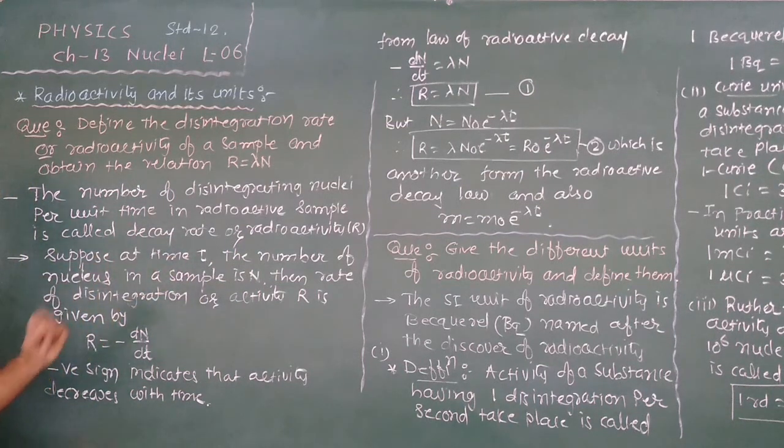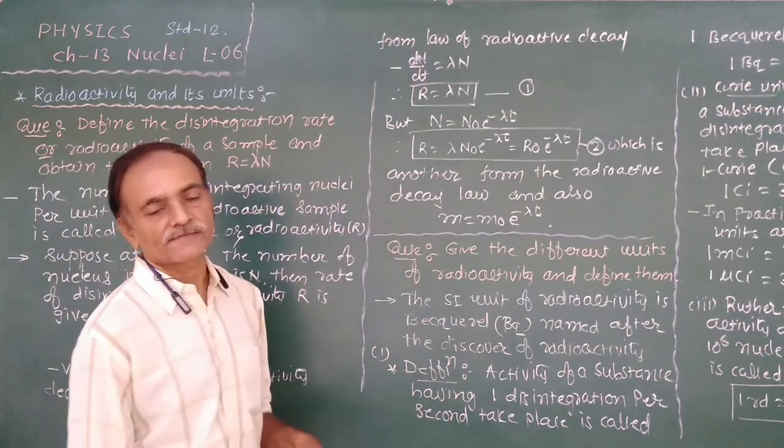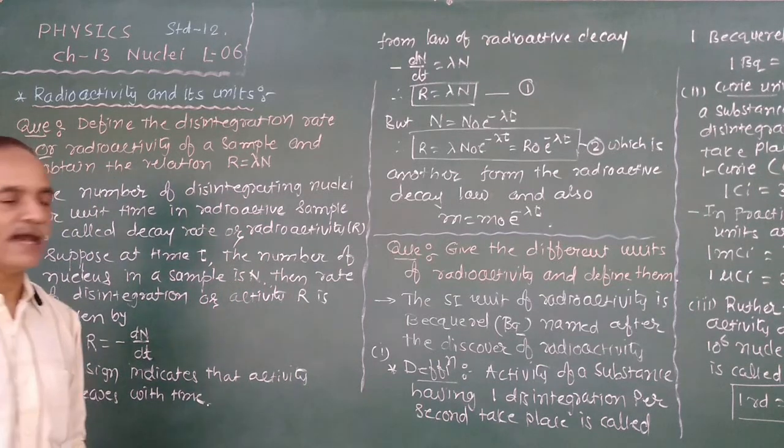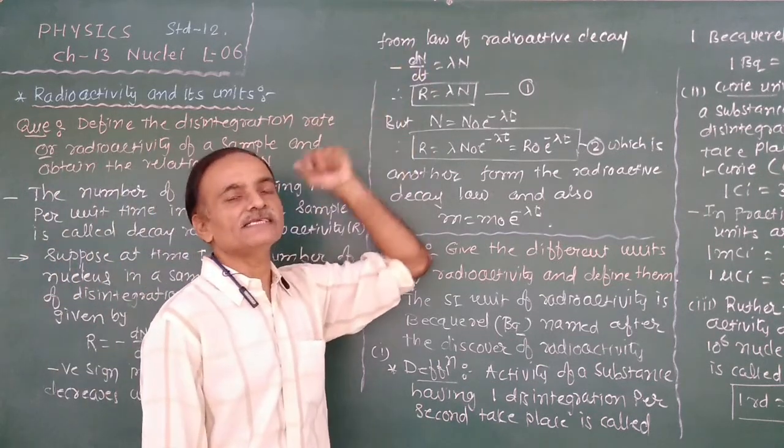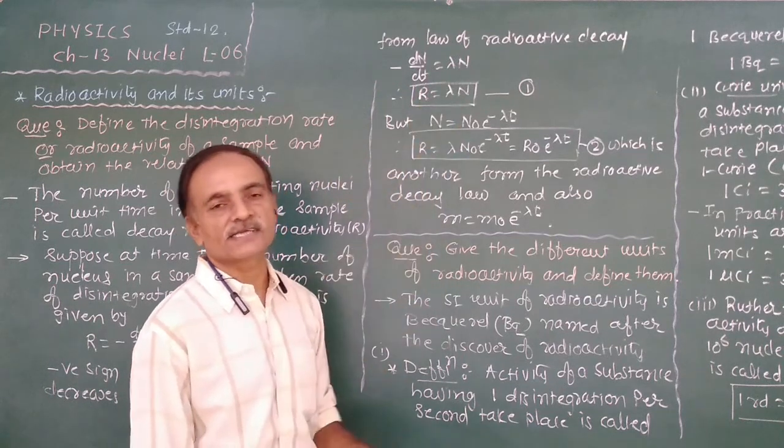Suppose at time t, the number of nuclei in a given sample is capital N. Then the rate of disintegration, or the activity R, is equal to minus dN by dt. Here the negative sign indicates that the activity decreases with time. But already we derived the law of radioactive decay: dN by dt is equal to minus λN. Therefore, minus dN by dt is equal to λN. Therefore, R is equal to λN.